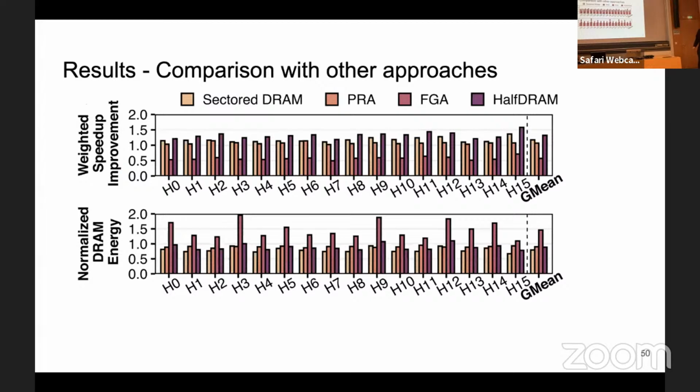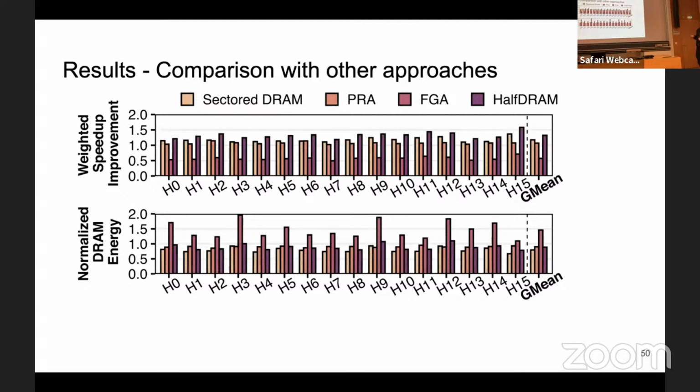Okay, so then one final result slide is a comparison with other state-of-the-art fine-grained DRAM approaches. And what we can see, I won't take you through all of these, is once again the relative speedup of different approaches. The lightest one is sector DRAM, and at the top we have the speed improvement, and at the bottom we have the energy.